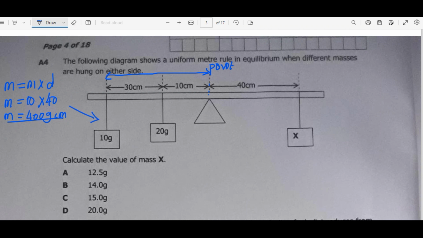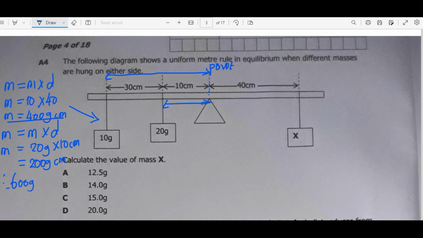Let's also find another moment for 20 grams. Moment is equal to mass times distance. Mass is 20 grams. Then the distance from here up to here is 10 centimeters. This will give us 20 times 10, which is 200 gram centimeters. So the total moment on the left side will be 400 gram centimeters plus 200 gram centimeters, which is equal to 600 gram centimeters.